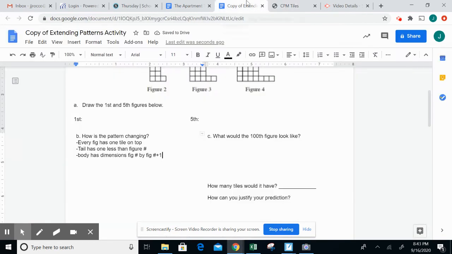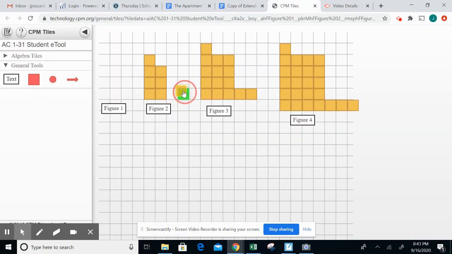Now I'm going to follow my rules and say, okay, well, let's start with the tail. It has 1 less than the figure number, right? So I'm thinking the tail here. This one has 1, this one has 2, this one has 3. So let's go backwards. 3, 2, 1. Figure 1 will have 0 on the tail. Okay, so we're good there.